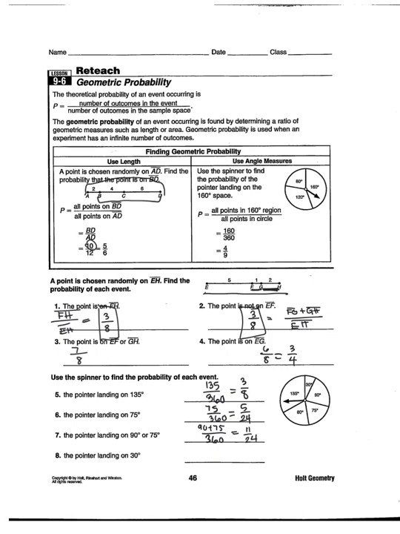All right, on example 8, it says the pointer landing on 30. So again, we're going to do the same thing. We're going to do part over whole, 30 over 360. And so then that simplifies to 1 over 12.